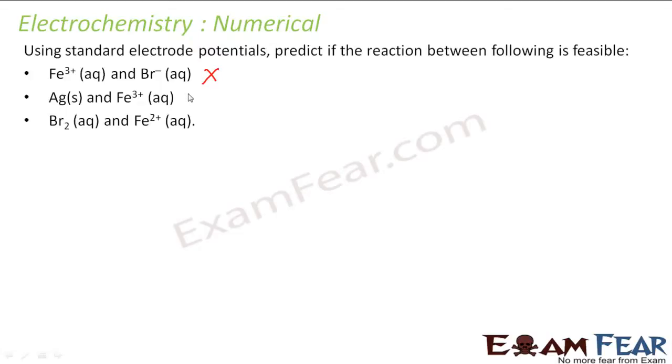This is also not feasible, and this will be feasible. For this, E cell will come out to be minus 0.32 volt. For this, it will come out to be minus 0.03 volt, and for this, it will come out to be 0.32 volt. You can just tally this. You can solve this in the same style.